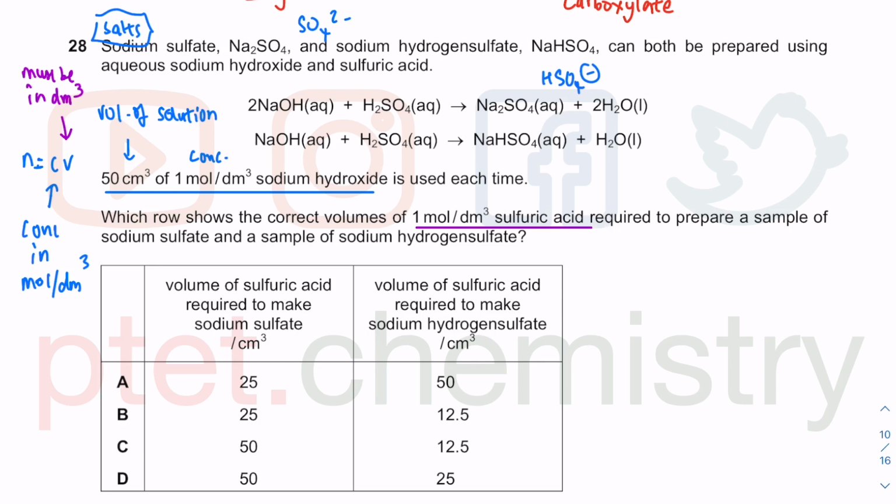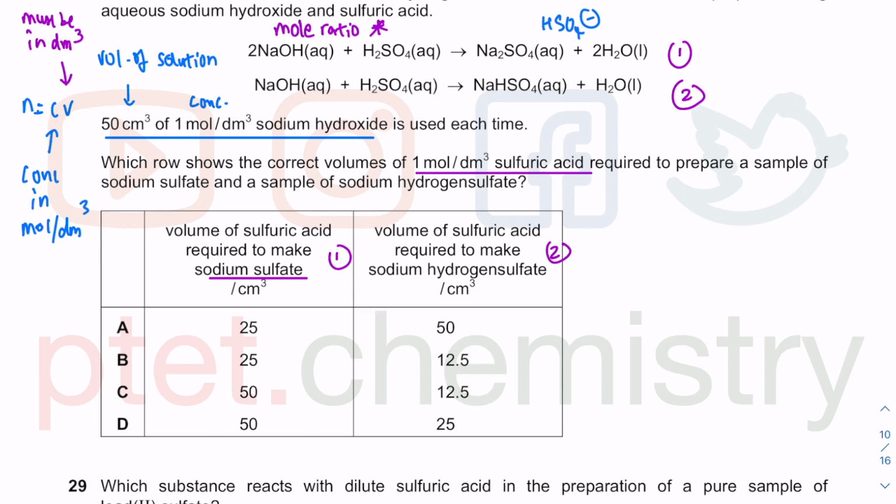Looking at the mole ratio, be careful about mole ratio and volume ratio. This is sodium sulfate, so this is reaction 1. And then we have reaction 2 in the second bit there. I think it will be easier to do reaction 2 first because it's 1 mole to 1 mole there. The hydrogen sulfate is your reaction 2, so this is sodium hydrogen sulfate.